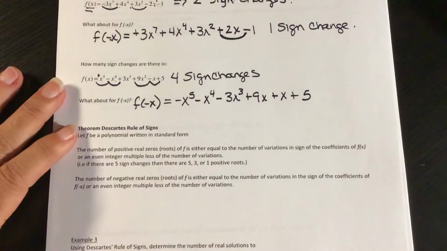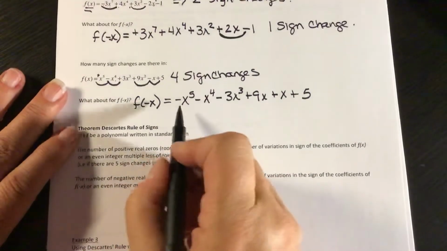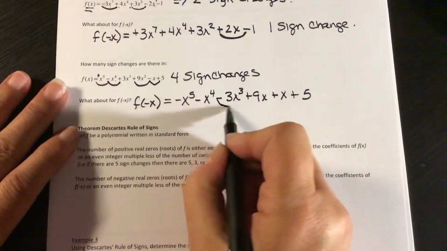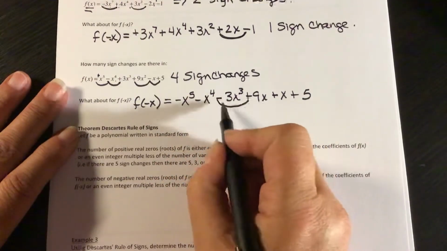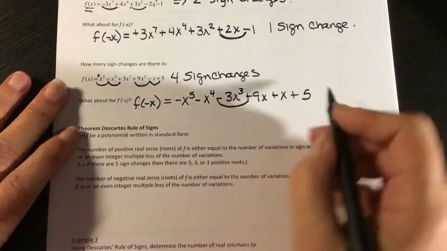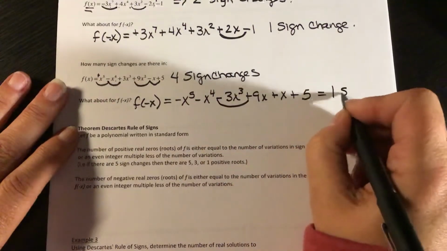All right, so if I look here, the only sign change, I start negative to negative, negative to negative, negative to positive. So here's where I have a sign change, and then I have positive, positive, and they stay the same. So this is one sign change.